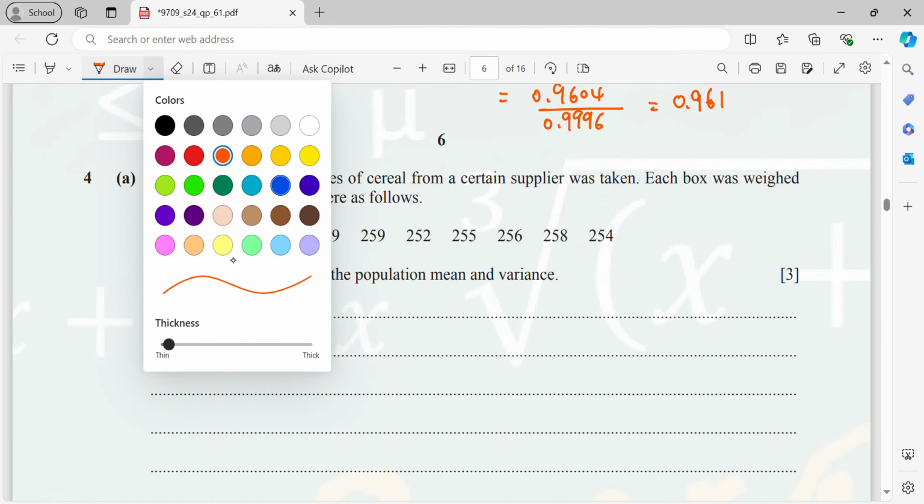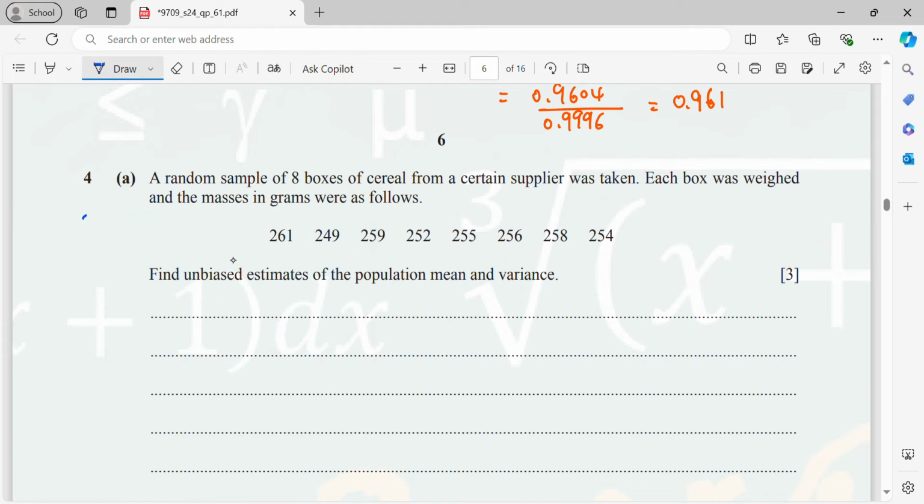Okay, next question, number 4a. Now, a random sample of 8 boxes of cereal from a certain supplier was taken. Each box was weighed and the masses in grams were as follows. So find the unbiased estimates for population mean and variance. So now your summation x, so you add all together.